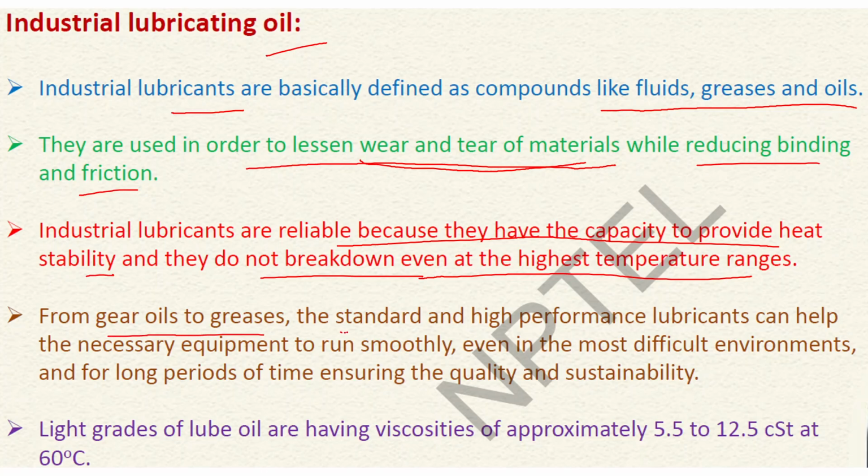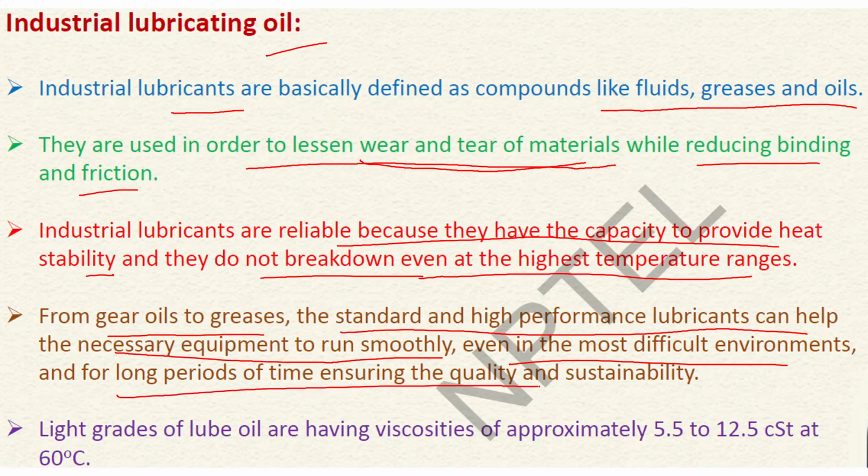From gear oils to greases, the standard and high performance lubricants can help the necessary equipment to run smoothly even in the most difficult environments and for a long period of time, ensuring quality and sustainability. These oils help in the easy and smooth running of this machinery without breaking down. Light grades of lube oils have viscosities of 5.5 to 12.5 centistokes at 60 degrees C.